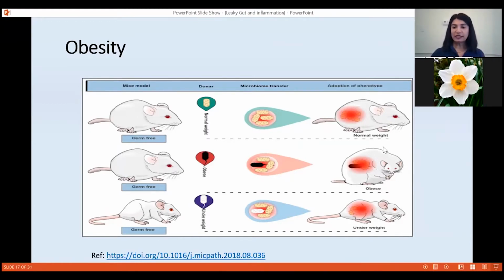And what they found was very interesting. That germ-free mouse became obese. When they took the stool of a lean mouse and put it inside the germ-free mouse, suddenly this mouse became underweight. And when they took the stool from a normal weight mouse and transferred it to a germ-free mouse, that mouse remained normal weight, indicating that the bacteria play a very important role in causing obesity and also in causing an underweight situation. So what is the connection between obesity, leaky gut, and gut bacteria?